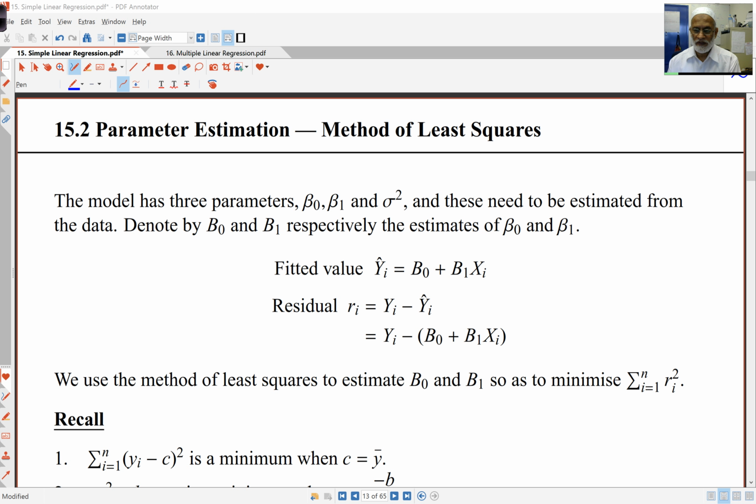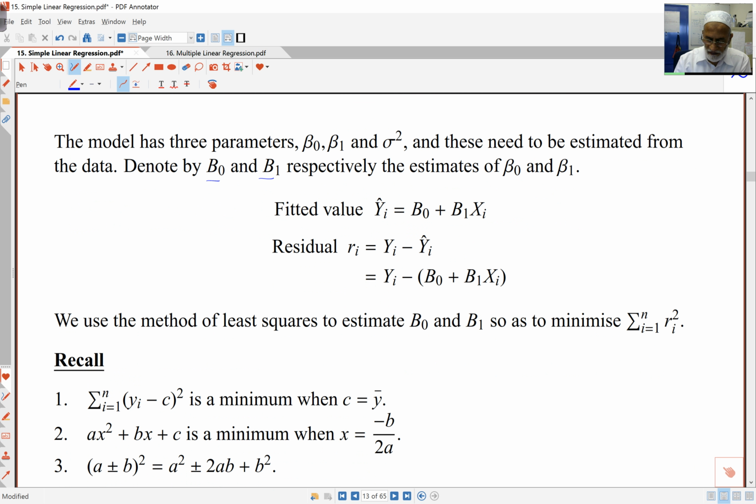Hello again. So in this session we'll be looking at the parameter estimation for simple linear regression. There are many methods of estimating parameters. The one we'll consider here is what's called the method of least squares. So the idea here is we've got three parameters, beta naught, beta 1 and sigma squared to estimate. The first we'll be looking at are beta naught and beta 1, and we'll denote by b naught and b1 the estimates of beta naught and beta 1.